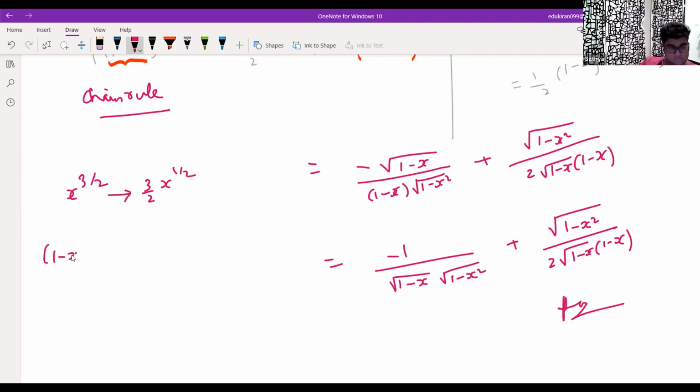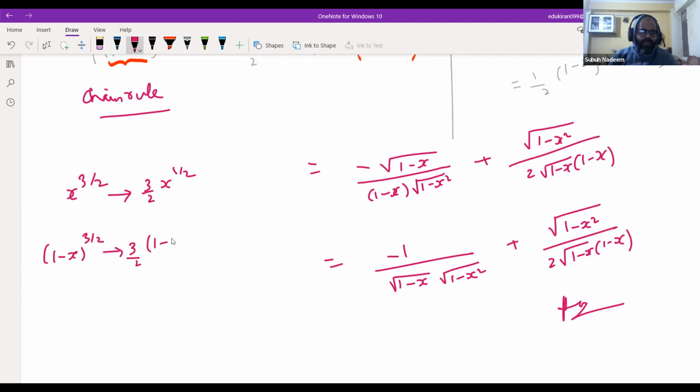But if it is (1 minus x) to the power 3 by 2, then what do you do? 3 by 2, (1 minus x) to the power 1 by 2. Then further 1 minus x will be differentiated because it is not simply x, it is 1 minus x. So it will be minus 1, then it becomes a chain rule. Understanding the difference?